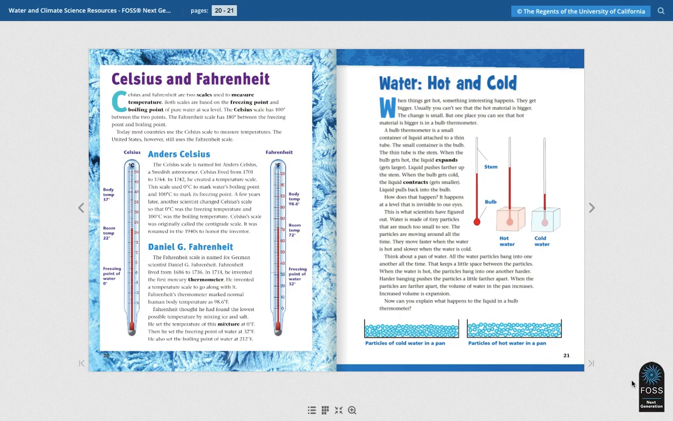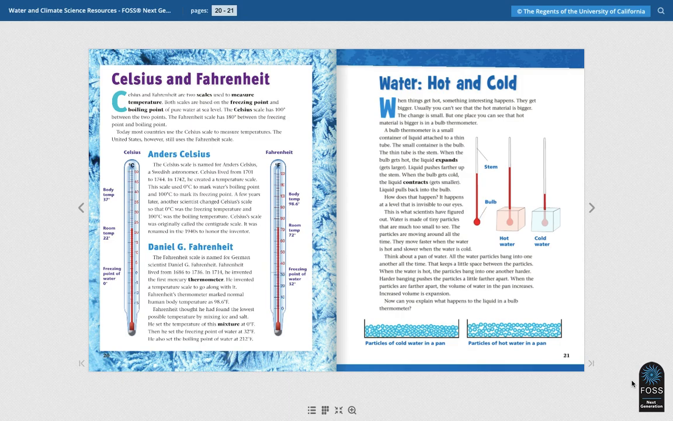Anders Celsius. The Celsius scale is named for Anders Celsius, a Swedish astronomer. Celsius lived from 1701 to 1744. In 1742, he created a temperature scale. The scale used 0 degrees Celsius to mark water's boiling point and 100 degrees Celsius to mark its freezing point.